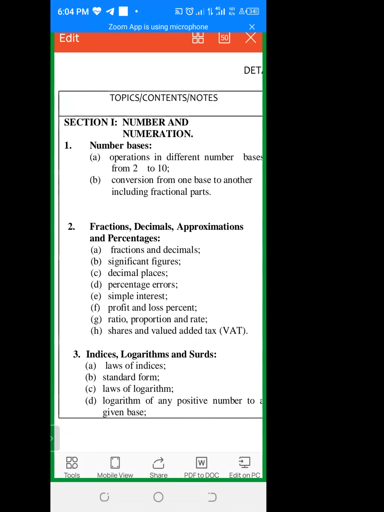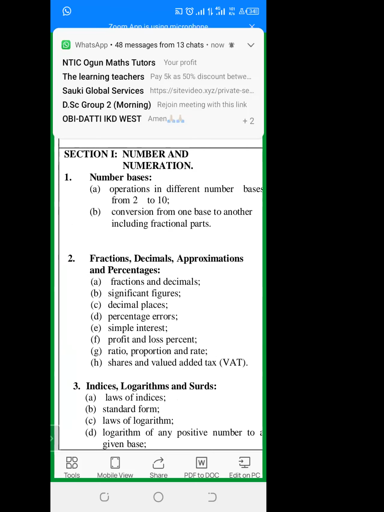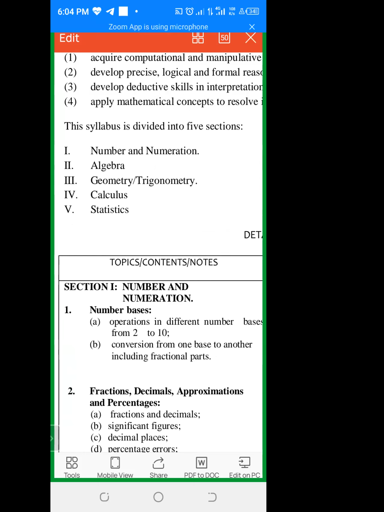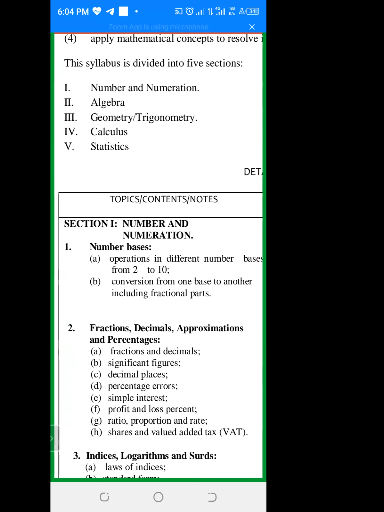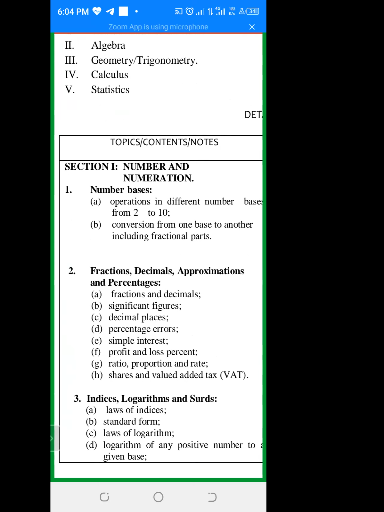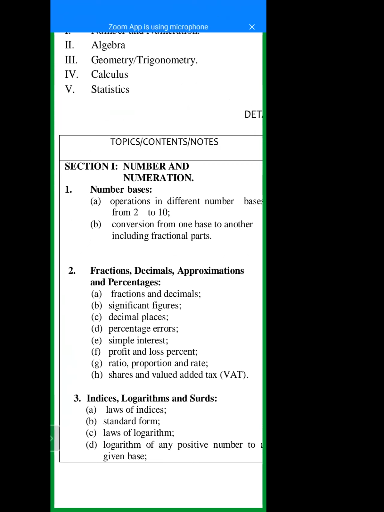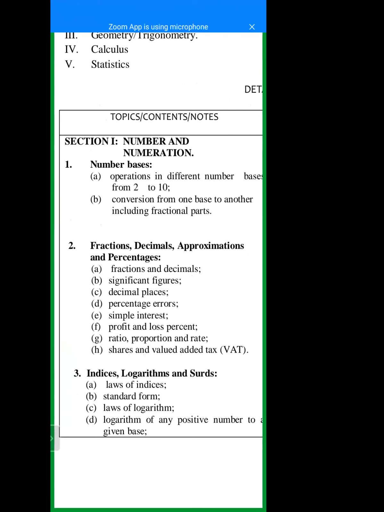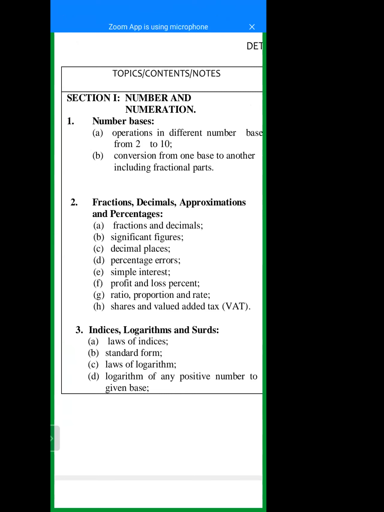So number bases, operations strictly from base 2 to 10, JAMB syllabus, strictly from base 2 to 10, and is under numbers and numeration. After that, we can now go to fractions, decimals, approximation, and percentages, and then indices and logarithms and such.